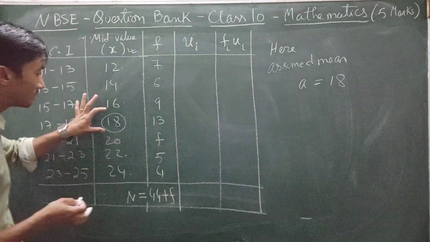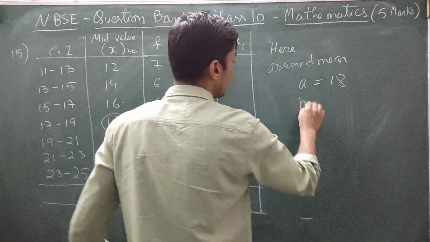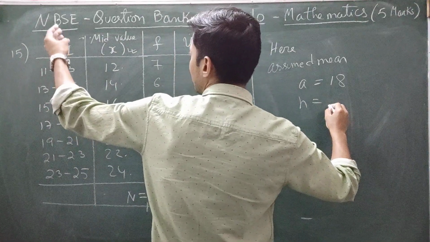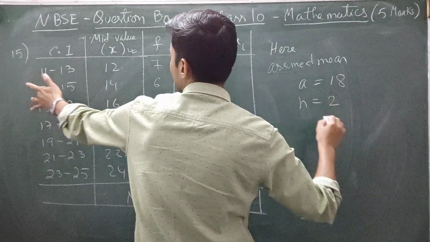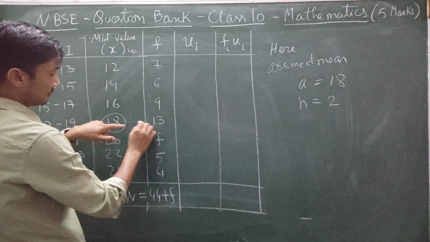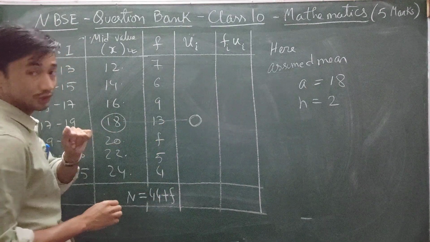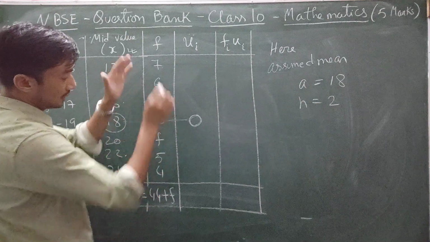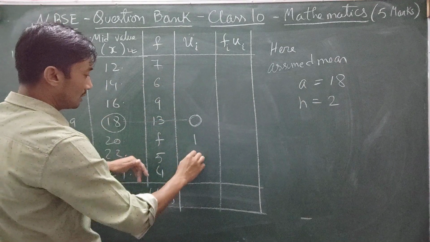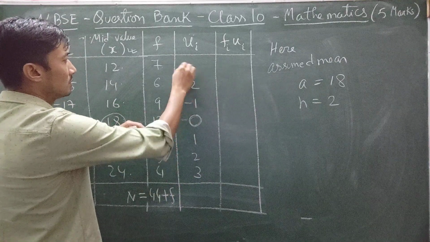Since this is the middle value, my assumed mean, of course, what is our class width here? H, 11, 12, so 2, because 13 is here already, no? So H is 2. This is the middle. From here you write 0, u. After that, below you write 1, 2, 3. Upper, minus 1, minus 2, minus 3.